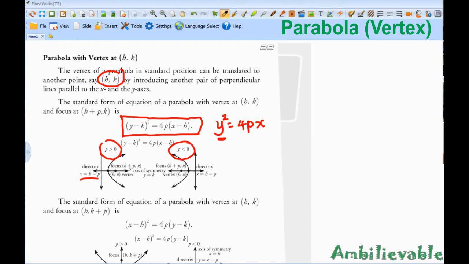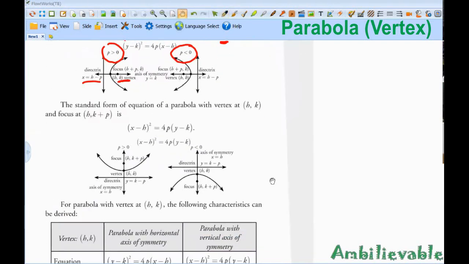So we added the value of p to h on our focus. So (h plus p, k). And then the vertex is at (h, k). And when it opens to the left side, the directrix is h minus p. Okay, so h plus p, h minus p. So let us try this summary of the table.